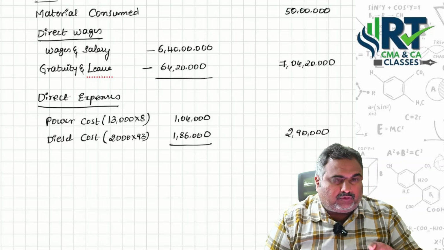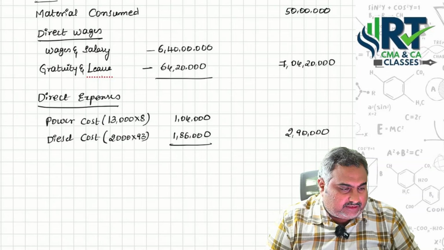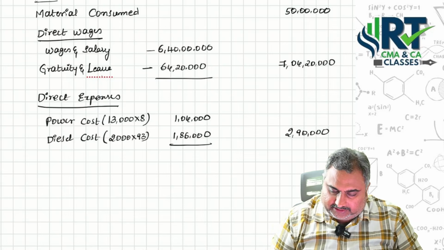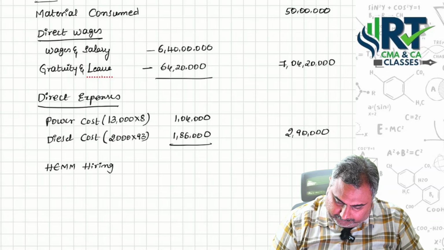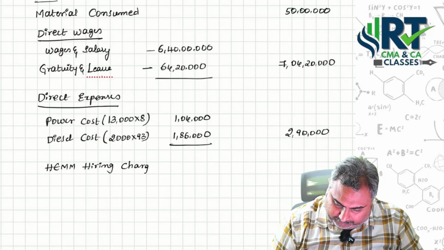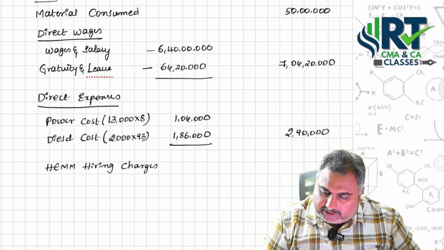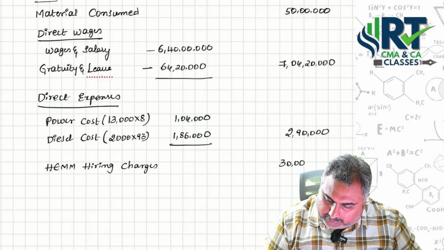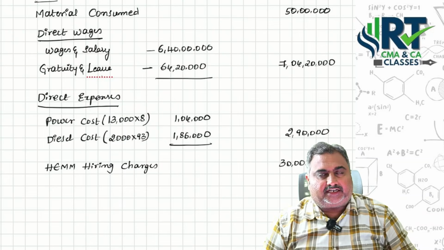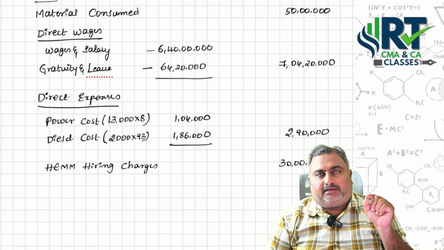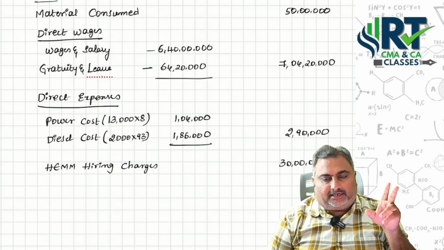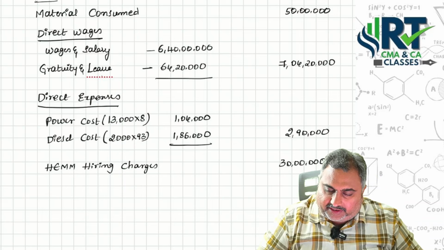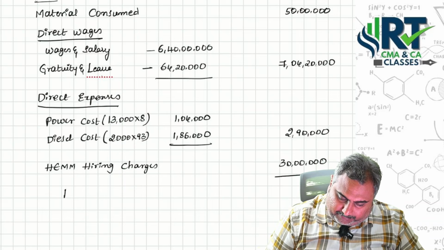In addition to that, one more expense is there. That is nothing but what? HEMM hiring charges. How much is given in the question? 30 lakhs. So these three expenses come under direct expenses. You know material consumed, you know direct wages under the two expenses, and you know the three under direct expenses. Totally, after adding all these, we are getting my prime cost.